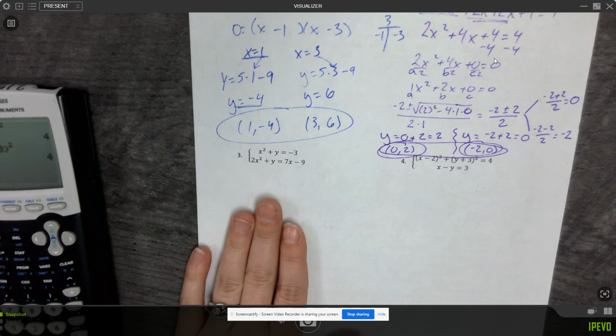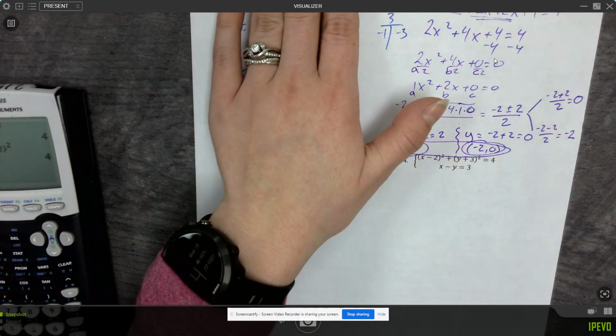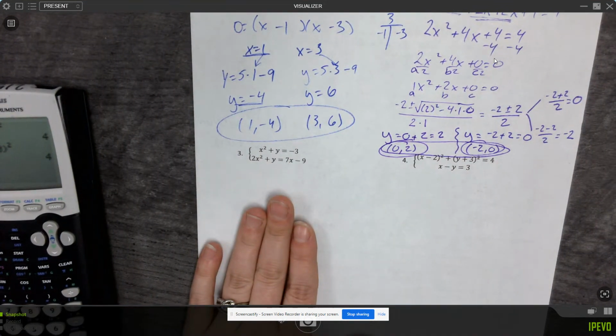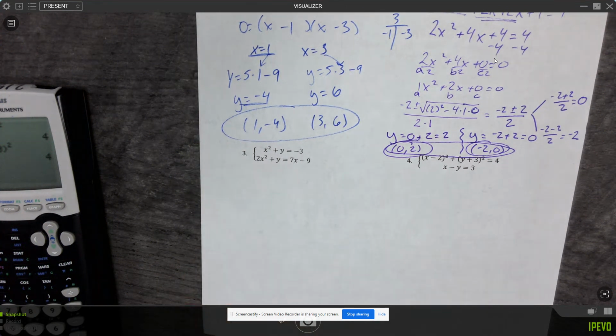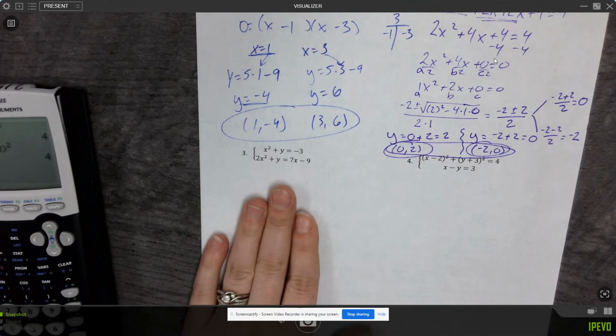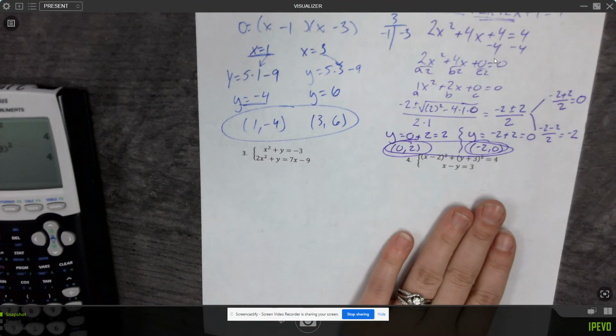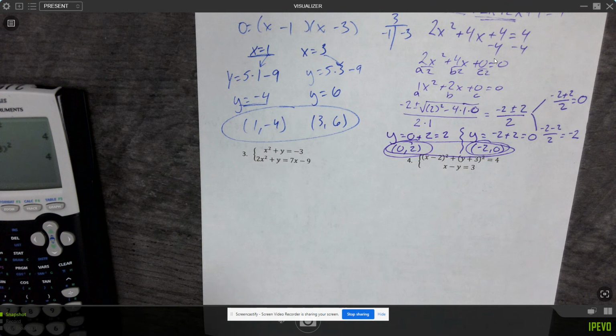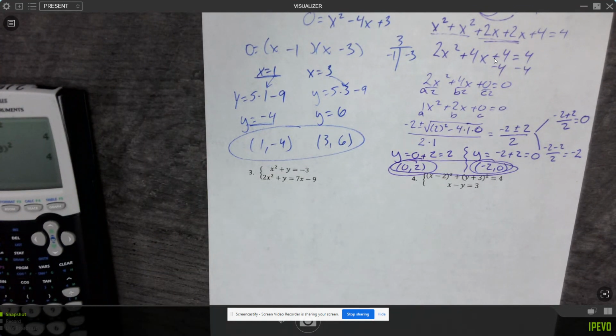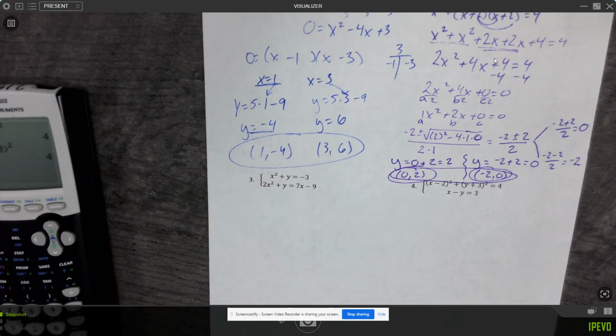So if you are an elimination person, you probably skipped 1 and you should probably skip 3. Do those on your own or with me. If you are an elimination person, do this one together and then everyone will do number 4, but we'll have to use substitution there. So with elimination, remember we had to have all of your terms lined up.